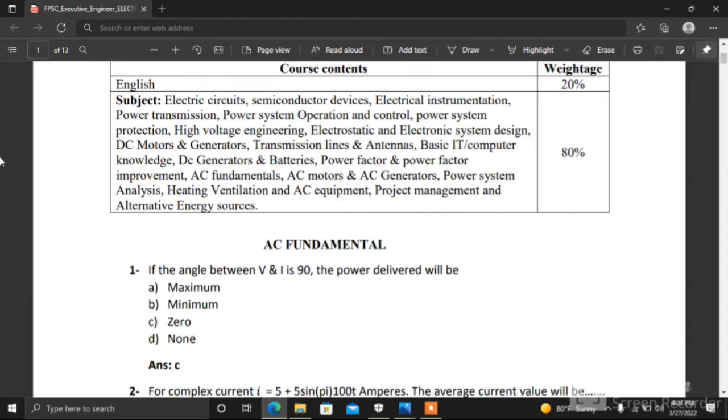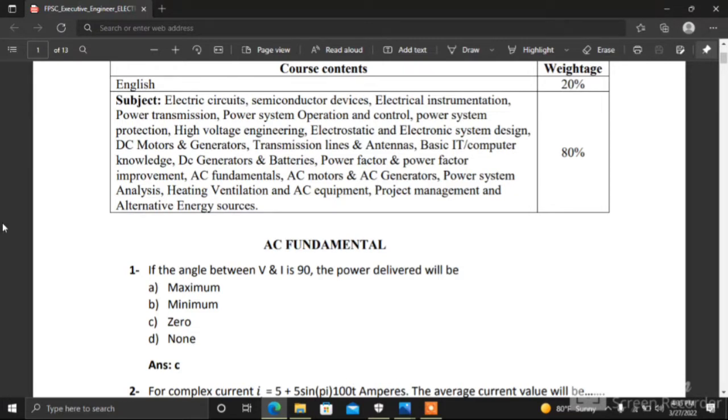In this video, I will show you the solved past paper of FPSC which was held for the post of Assistant Executive Engineer in MES, Military Engineering Services. First of all, let me tell you about the syllabus of this post. It comprises 100 MCQs, of which 20% are taken from general knowledge and English, and 80% are taken from the subject. That includes electric circuits, high voltage engineering, electrical instrumentation, power factor, and AC fundamentals, and also topics related to electrical engineering.